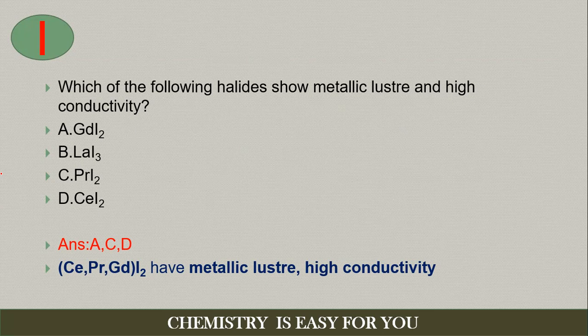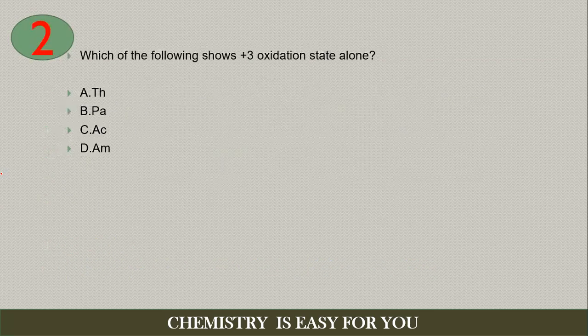So this is the first question. Let's quickly move on to the second question. Which of the following shows +3 oxidation state alone? The question is not which of these can show +3 oxidation state. You should always read the question very carefully. One term, alone, is given. It means that out of these four, there is one element which cannot show any other oxidation state, and only +3 is shown by this particular element.